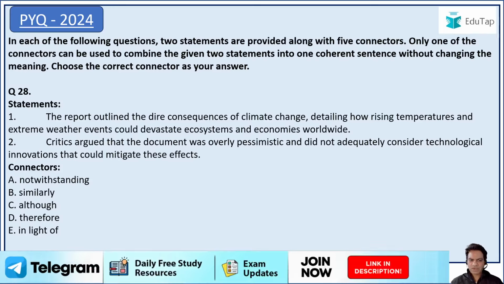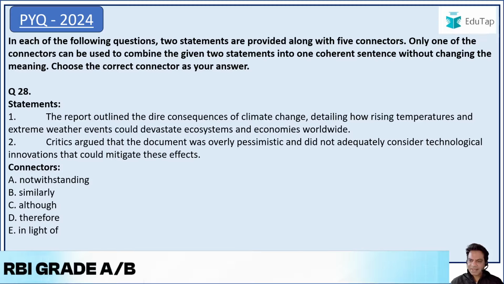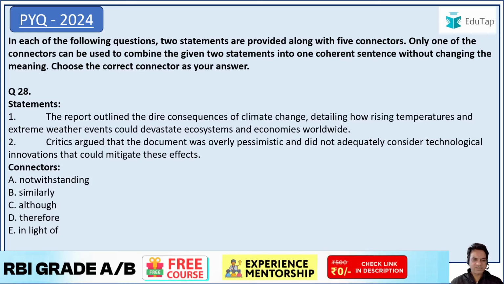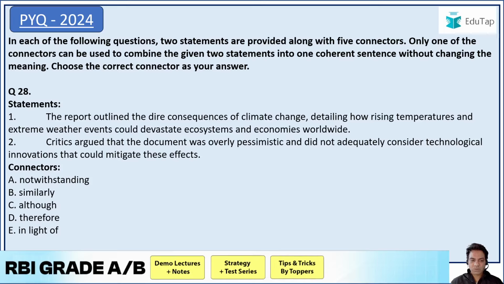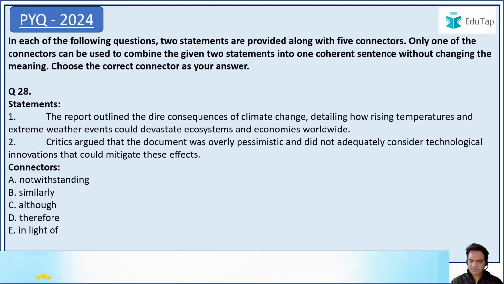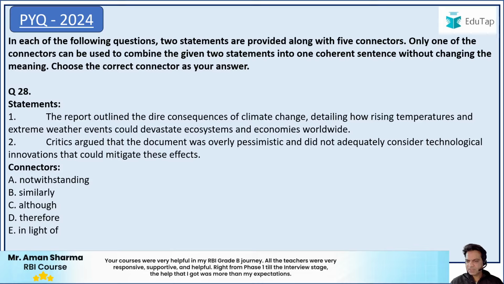The report outlined the dire consequences of climate change, detailing how rising temperatures and extreme weather events could devastate ecosystems and economies worldwide. Okay, critics argued that the document was overly pessimistic and did not adequately consider technological innovations that could mitigate these effects.